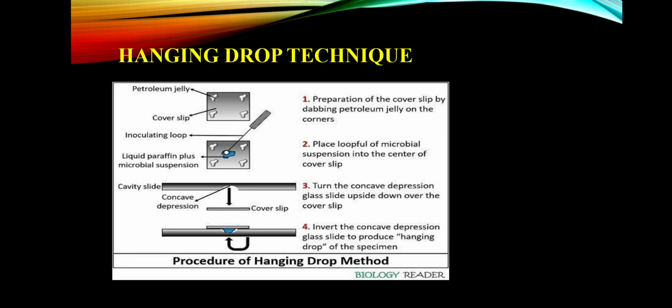Hanging drop technique. Prepare the cover slip by dabbing petroleum jelly on the corners and place a loop of microbial suspension, that means culture, into the center of the cover slip. Turn the concave depression glass slide upside down over the cover slip. Invert the concave depression glass slide to produce a hanging drop of the specimen and observe under the microscope.